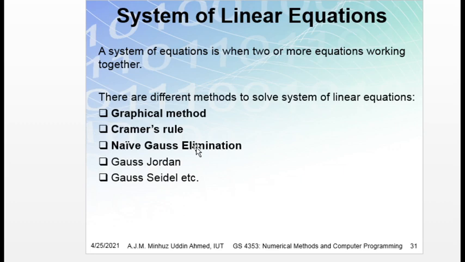That's why the modification techniques are there. That is the Gauss-Jordan, Gauss-Seidel. Those are the upgradation of this technique, where the complexities arising due to naive Gauss elimination have been given effort to modify. So those we can also apply.